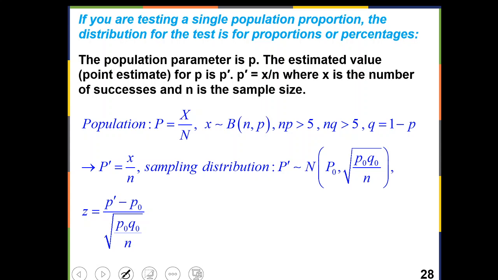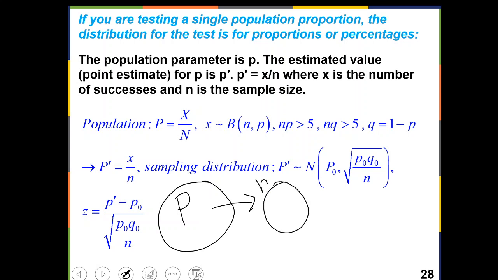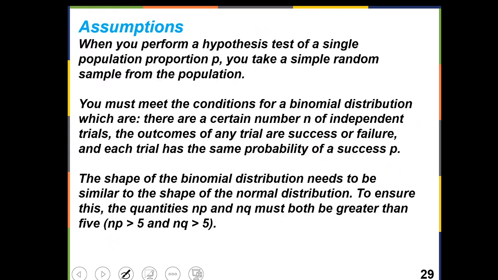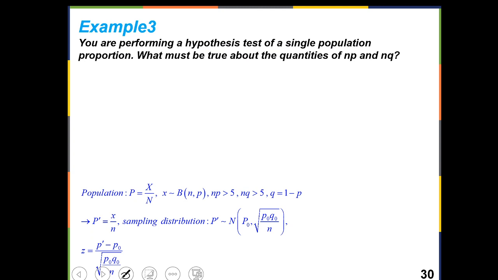So if the population parameter is p, we take samples of size n, we find p prime, then we're going to use z to decide. So for proportion, we use z. Okay, and I'm going to let you read that already, so I'm going to move on.